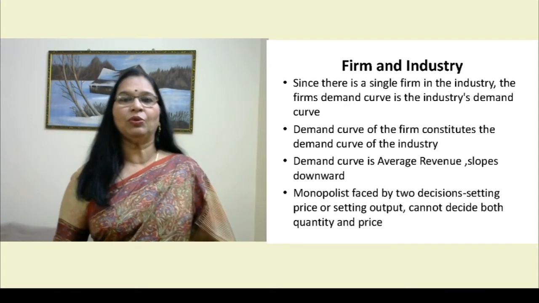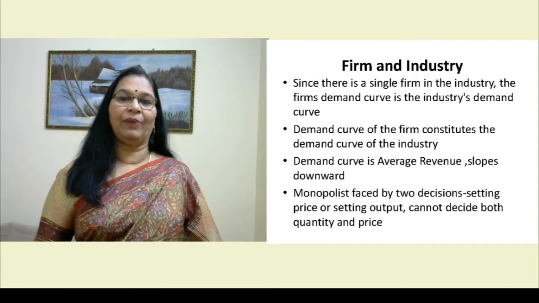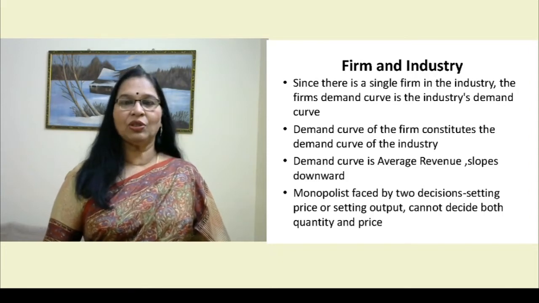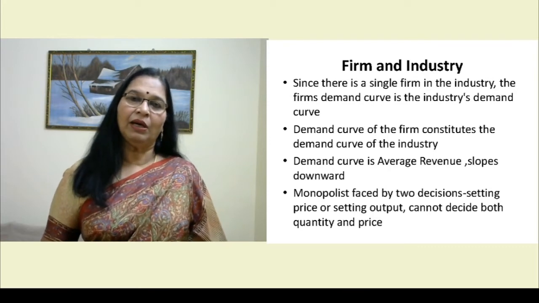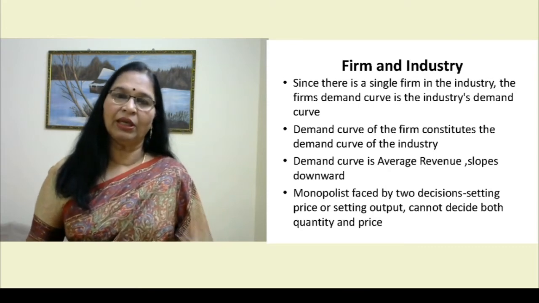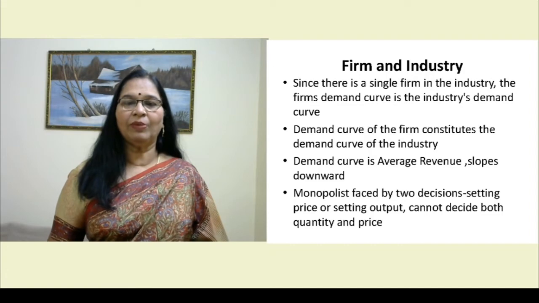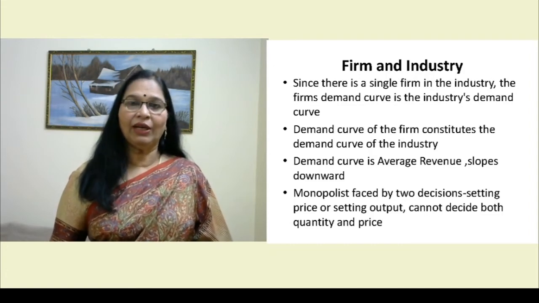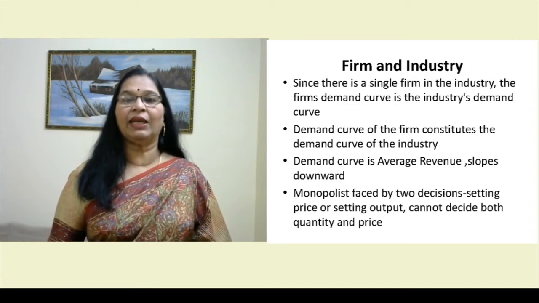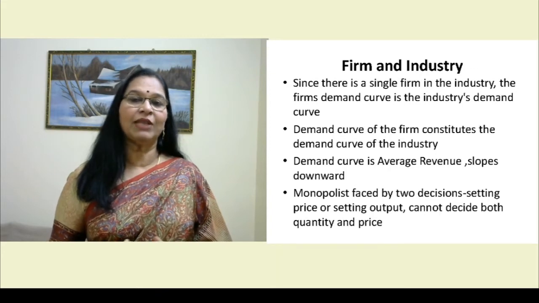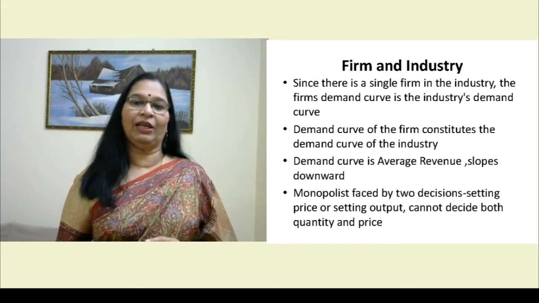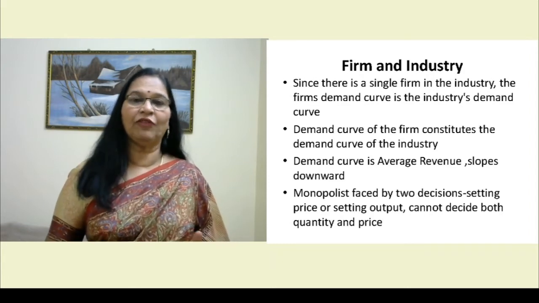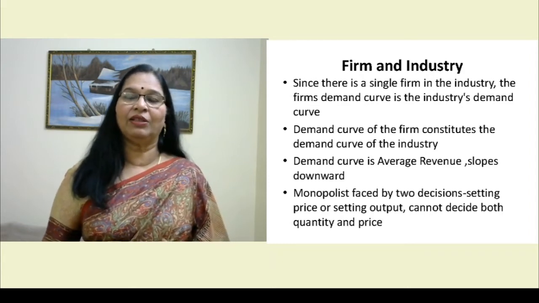Now, what happens to the concept of firm and industry? Under perfect competition, we saw that there are firms and there is an industry, and the firms take what the industry dictates to them in terms of prices. However, in the case of monopoly, there are no separate firms and industry. There's only one. The firm itself is the industry. Therefore, we do not study the firm and industry differently.